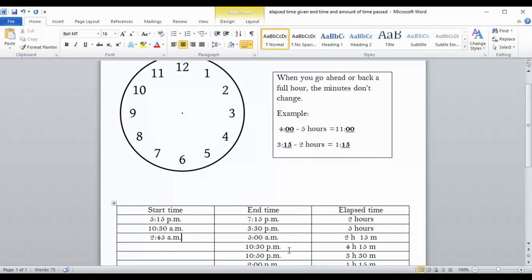Let's try that again. This time we're at 10:30 p.m. So our hour hand would be here. Our minute hand would be here for 10:30. We're going to go back 4 hours and 15 minutes.